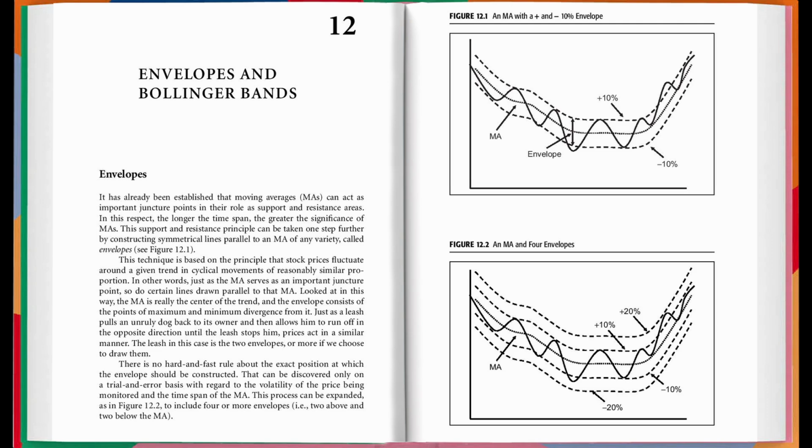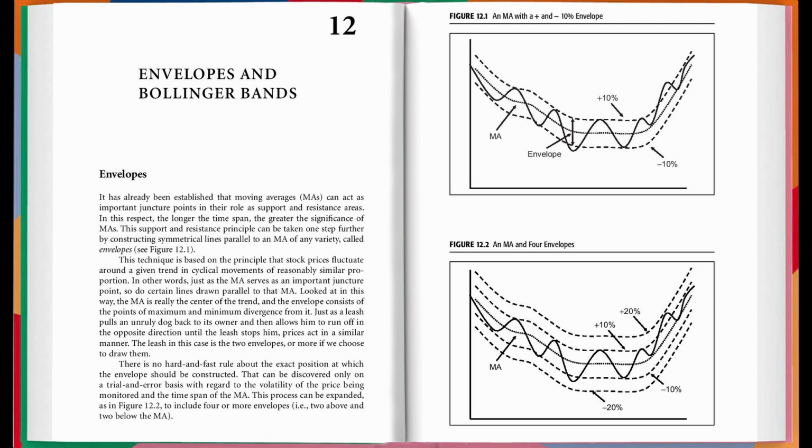Just as a leash pulls an unruly dog back to its owner and then allows him to run off in the opposite direction until the leash stops him, prices act in a similar manner. The leash in this case is the two envelopes, or more if we choose to draw them. There is no hard and fast rule about the exact position at which the envelope should be constructed. That can be discovered only on a trial and error basis with regard to the volatility of the price being monitored and the time span of the MA.